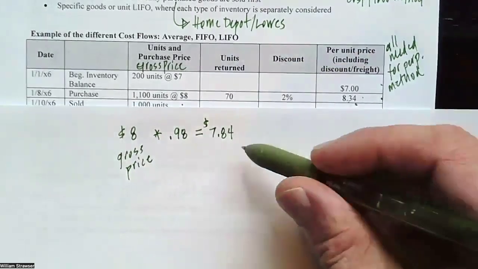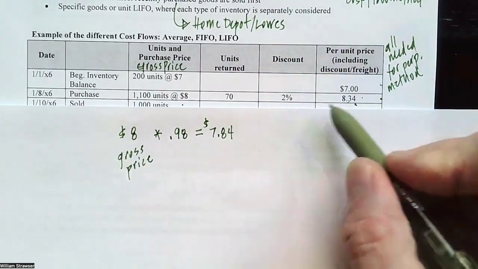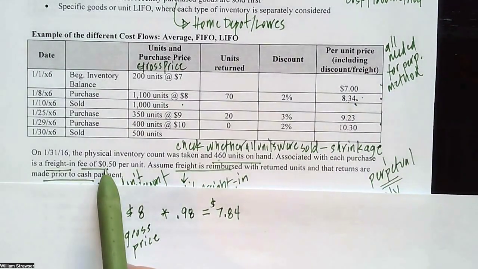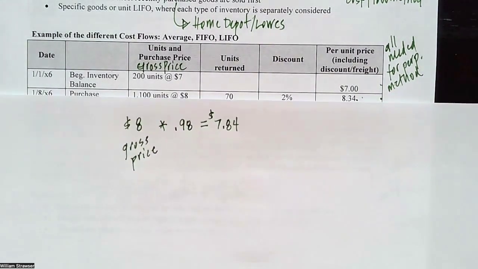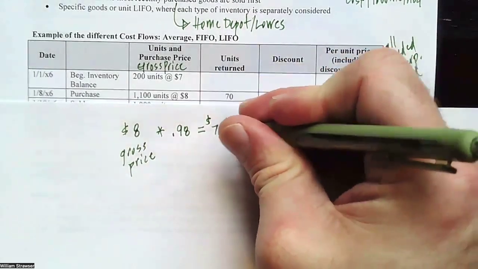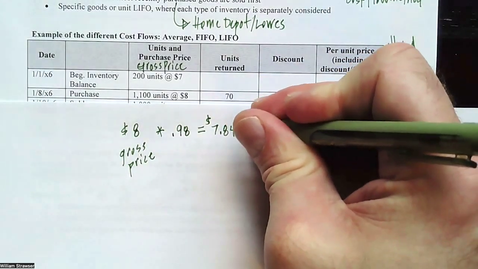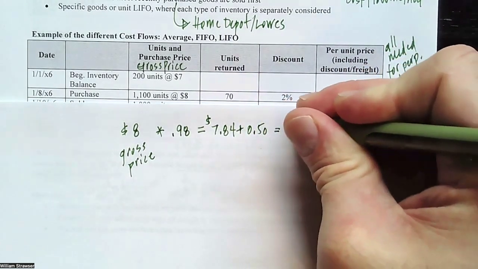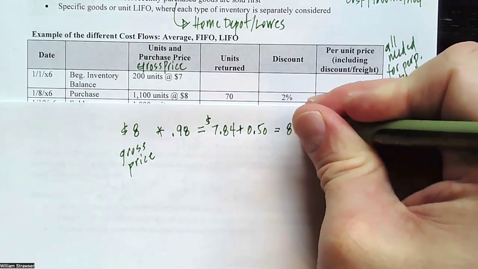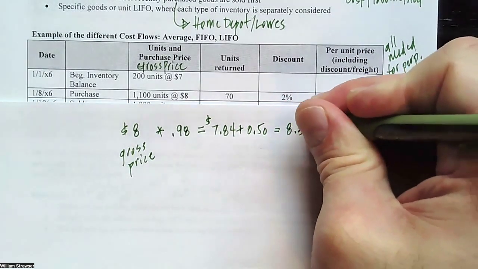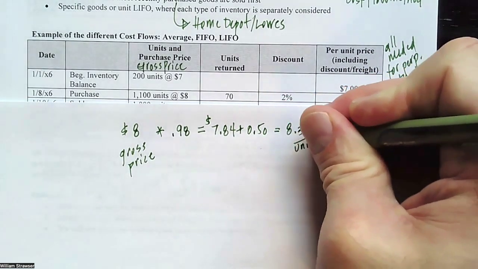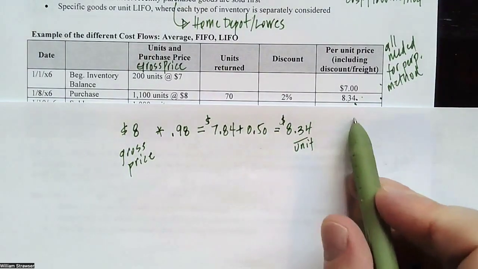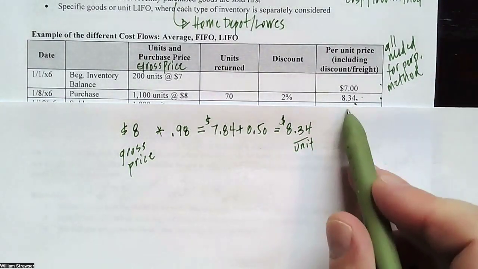So right now it's 7.84. And we're not quite at 8.34 yet, but remember, there is a 50-cent fee per unit of freight. So I'll add 50 cents to that. And really, with freight, then this price goes up to 8.34. So that is how I got these price per units here.